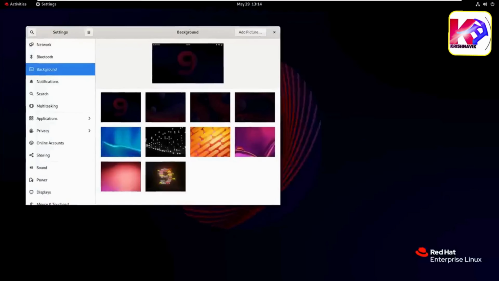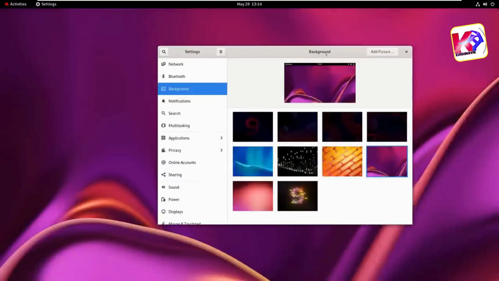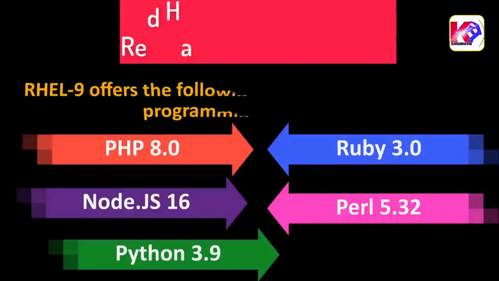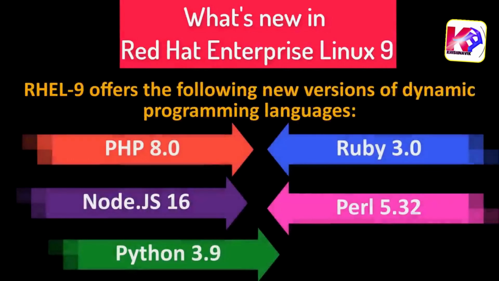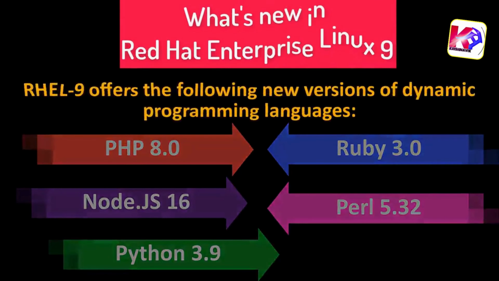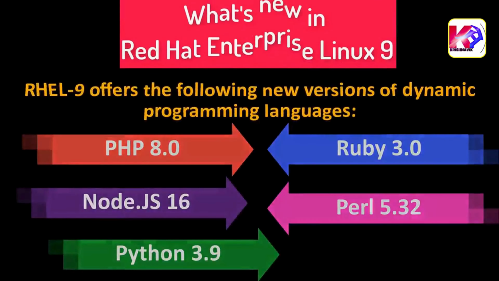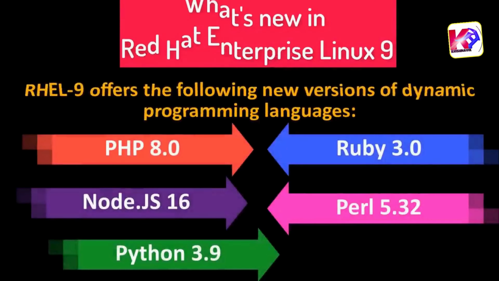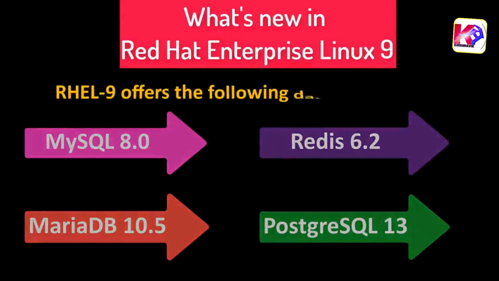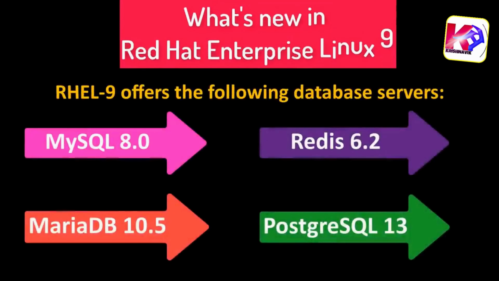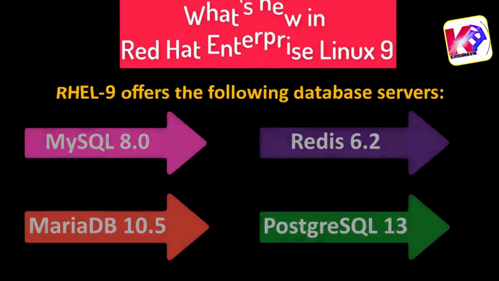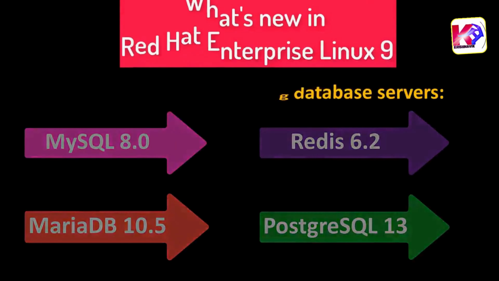Let us now have a glance at some of the key highlights of RHEL 9. What's new in Red Hat Enterprise Linux 9? RHEL 9 offers the following new versions of dynamic programming languages: PHP 8.0, Ruby 3.0, Node.js 16, Perl 5.32, Python 3.9. RHEL 9 offers the following database servers: MySQL 8.0, Redis 6.2, MariaDB 10.5, PostgreSQL 13.